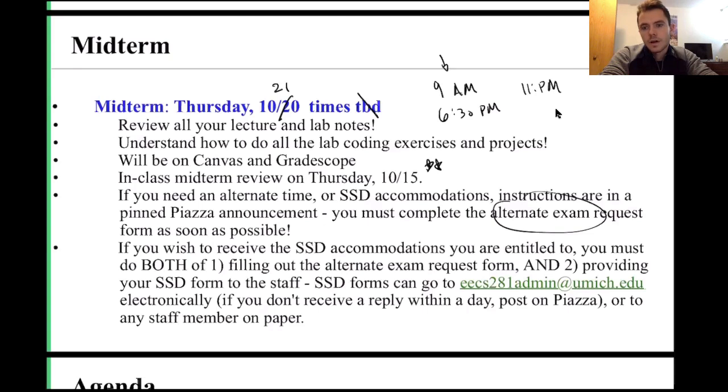And then for the coding portion for the written problems, those are usually submitted through Gradescope, kind of like how you've been doing your handwritten labs.